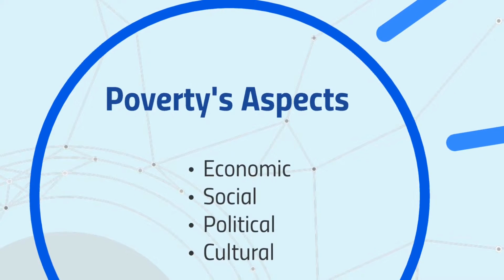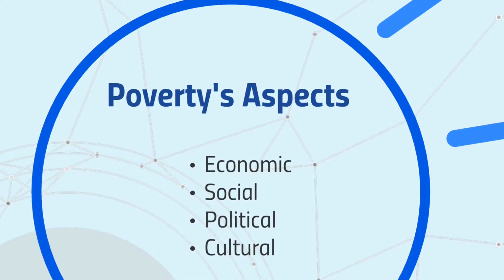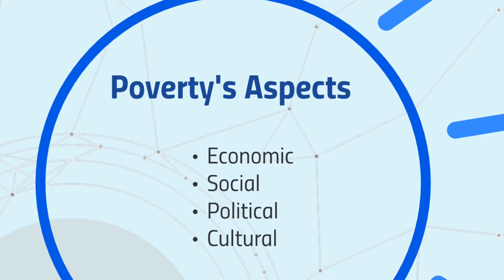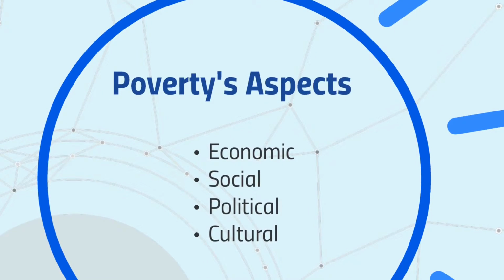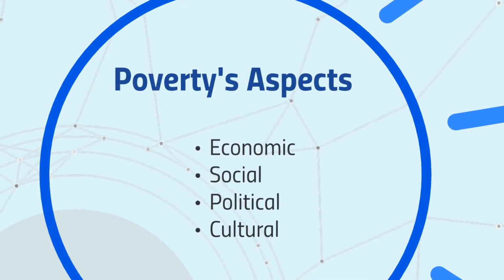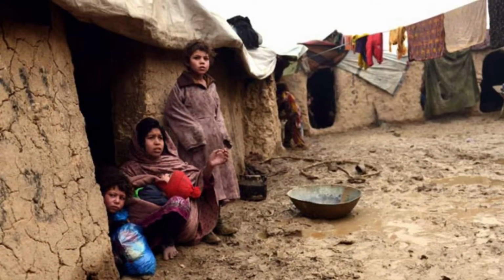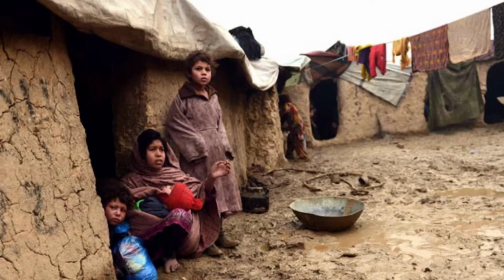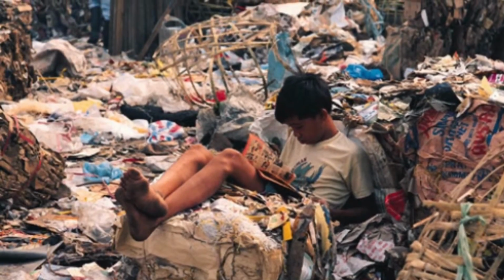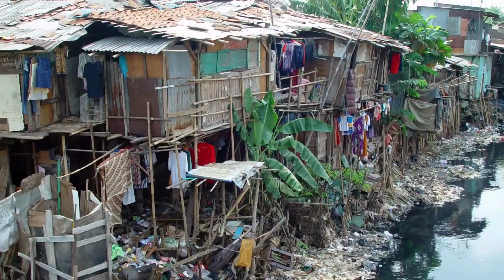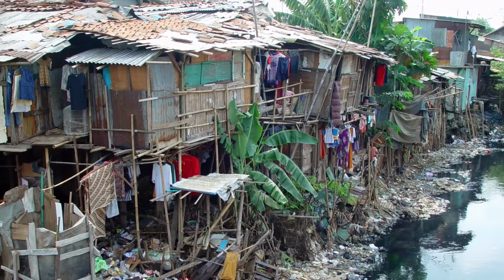In this presentation, I'll explain poverty's aspects, which are economic, social, political, and cultural. Additionally, we'll see at the end some proposed solutions for this global problem. To begin with, we have to know what poverty stands for. Usually, it is defined as the state of one who lacks a usual or socially acceptable amount of money or material possessions. But there are many aspects to poverty.